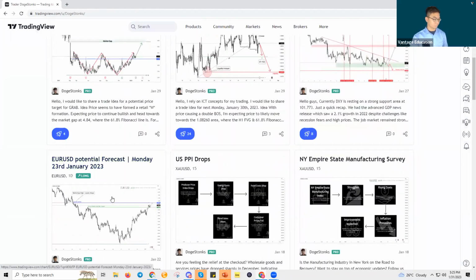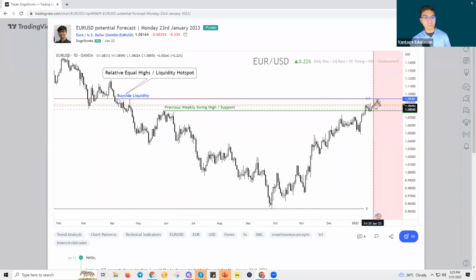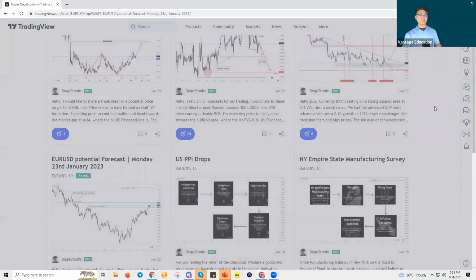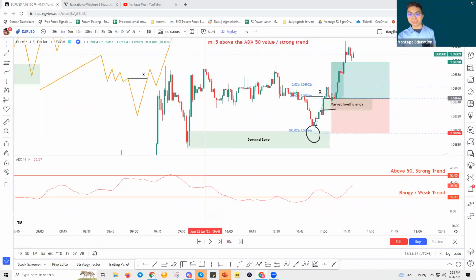This area, another forecast on the daily. Take a look, price actually tapped into my point of interest before it reversed back down. So I try my best to show you guys high probability setups, not those setups that you see other creators post just for the sake of content. I only post when there is a proper setup in place. No point forcing an analysis if it's wrong.